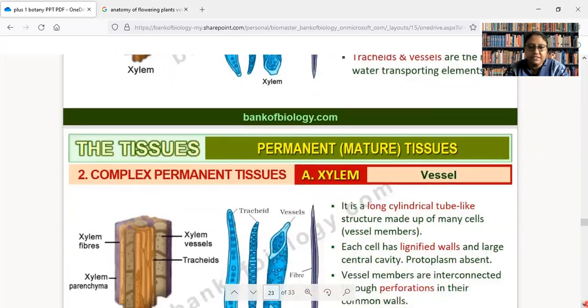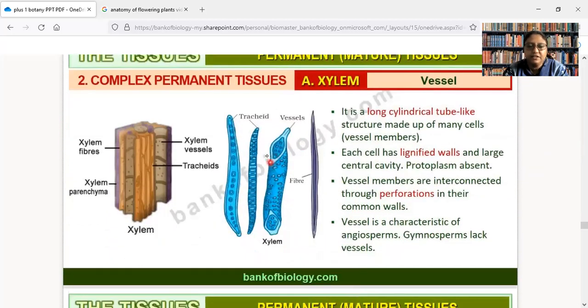Next one is vessel. Vessel is a tube-like structure. The way tracheids have tapering ends, vessels have plain ends with a hole within. Vessels are also known as trachea, as I said. They also have a lignified wall and a large central cavity. The cavity of vessels is broader than the cavity of tracheids. So vessel members are interconnected through perforations in their common wall.